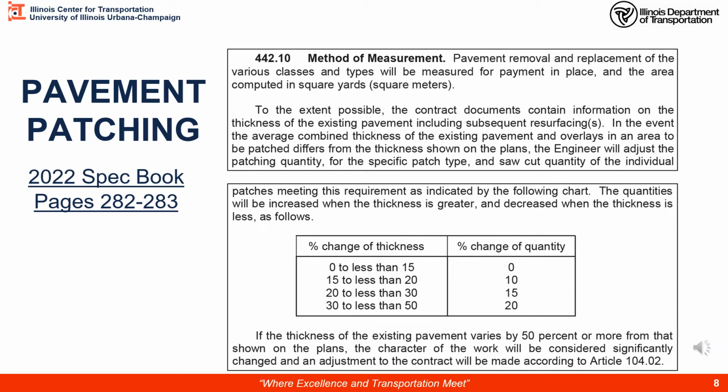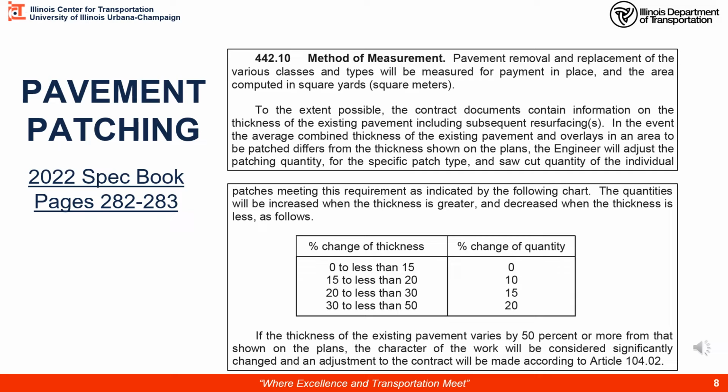So here we go. Up to 15%, from 0 to 15% change, there is no change in quantity. We're considering that just part of the construction process, and there is no change in quantity paid to the contractor. From 15 to just below 20% change in thickness, we're going to give a 10% change in quantity. You can see the rest of them here: from 20 to 30, we're going to give them 15% change. And from 30 to less than 50%, we're going to give them a 20% change in quantity.